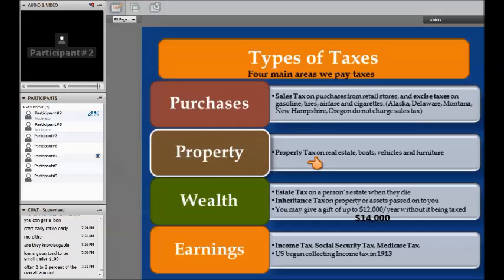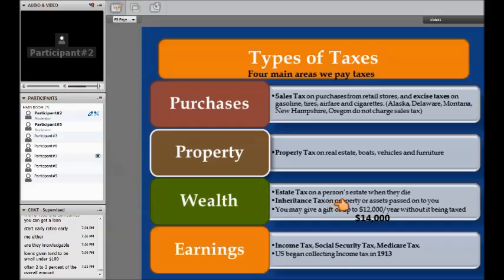We also have property tax. Property tax is on real estate, boats, vehicles, and sometimes furniture. Wealth. This would be estate tax. So when somebody dies, this is the tax on their estate. That's everything that they owned when they passed away.